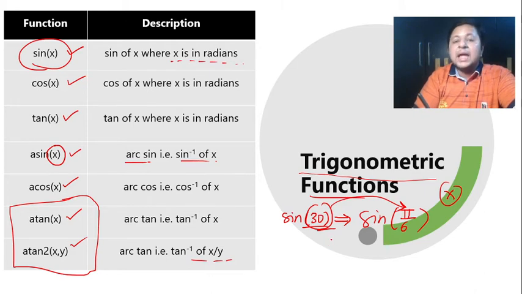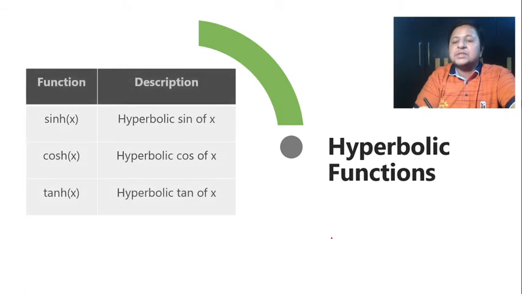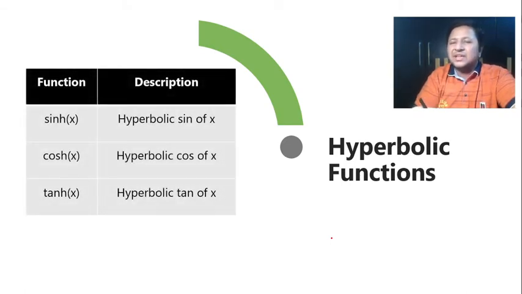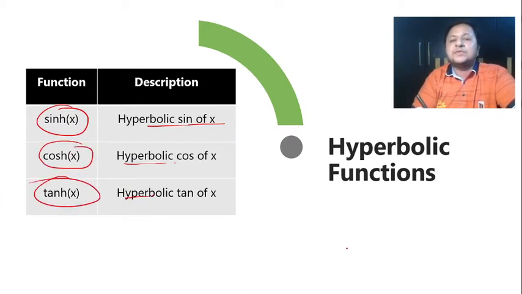Let's go ahead and look at the second type of functions. The second type of functions are hyperbolic functions. They're nothing to do at our level as such. We know there are something called hyperbolic ratios, and for that hyperbolic functions can be used. If I want the hyperbolic sine of the given angle, sinh(x). If I want the hyperbolic cos, then cosh(x). And for the hyperbolic tan, we have tanh(x).